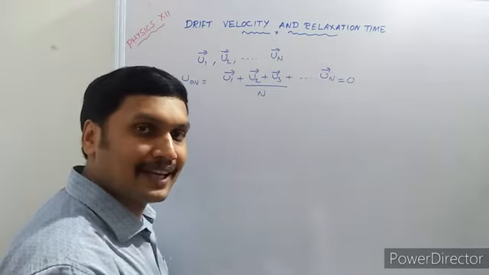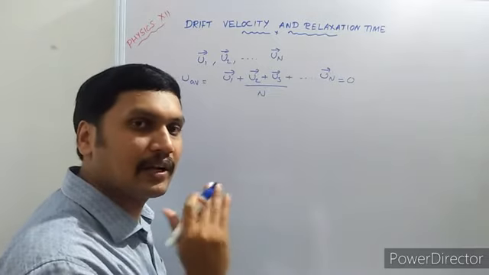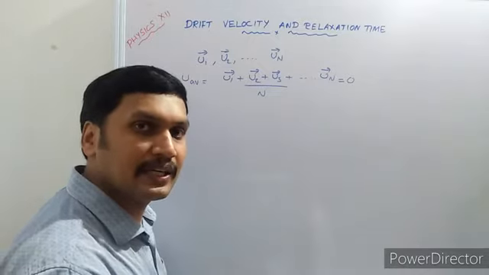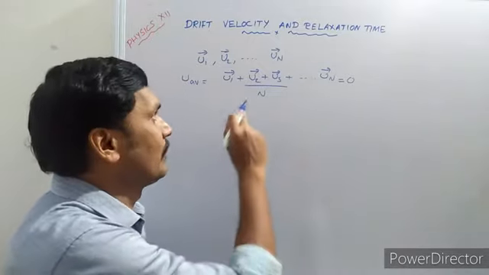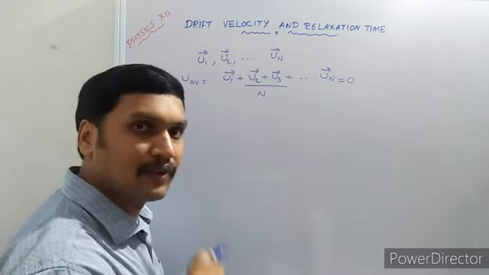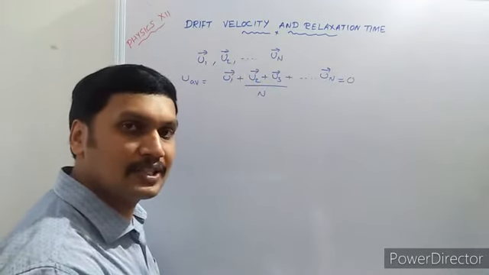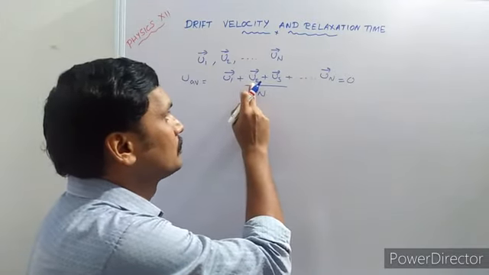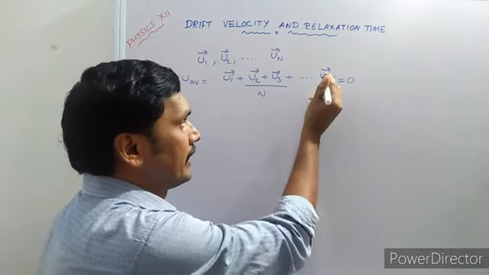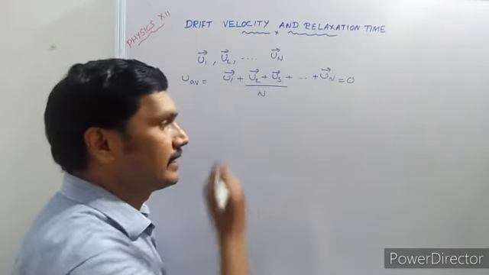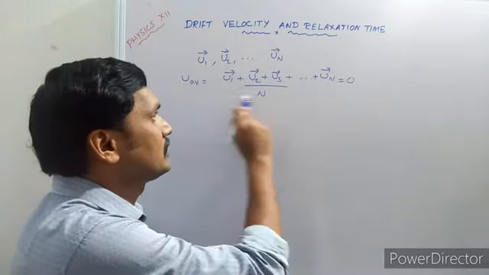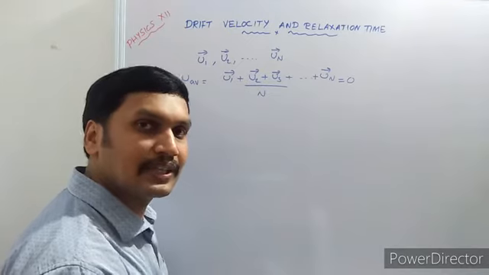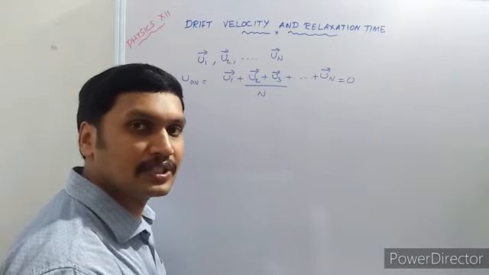On average, the number of electrons traveling in a particular direction will be equal to the number of electrons traveling in the opposite direction. So by using the vector concept, if you are adding their velocities, the average velocity of all electrons will be equal to 0. That is, u1 plus u2 plus etc. up to un divided by n is equal to 0. The average velocity of all electrons in a metallic conductor due to their thermal motion is equal to 0.